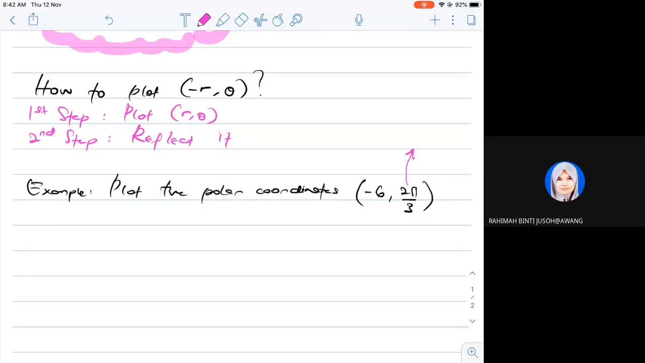This 2 pi over 3 is radian mode. I want to convert this into degree mode. How to do it? We have 2 over 3. We should multiply by? 360. Not 360, but 180. It's okay. Nice try.